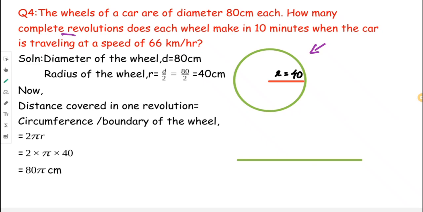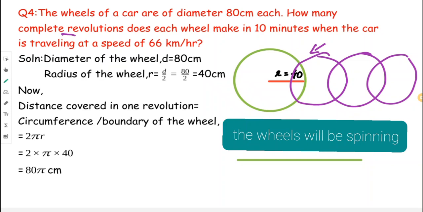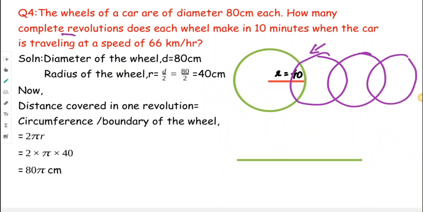So remember, this car is going to be traveling for 10 minutes. So how many complete revolutions does it make? So the car will be spinning, right? Maybe 1000 revolutions, maybe 2000, maybe 3000. Let us try to find it out.